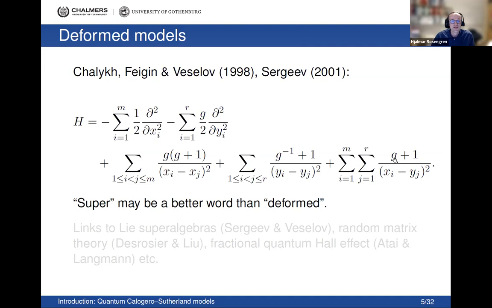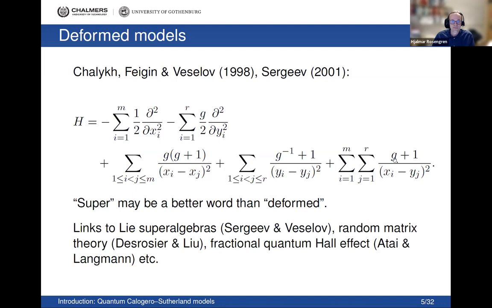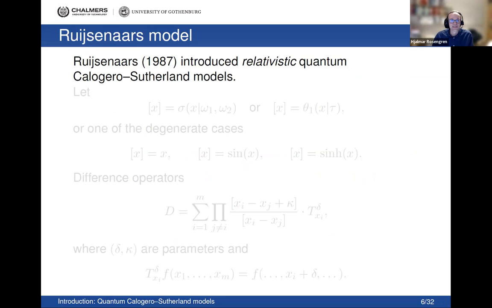By tradition, this type of model is called a deformed model, but probably it's better to think of it as some super version rather than as a deformation. There are definitely links to Lie superalgebras. This has appeared in random matrix theory, and there are connections to the fractional quantum Hall effect and so on. So there are some reasons that people have been interested in this type of models. And another thing you could do, in another direction, is to look at relativistic generalizations that were introduced by Rosengren.